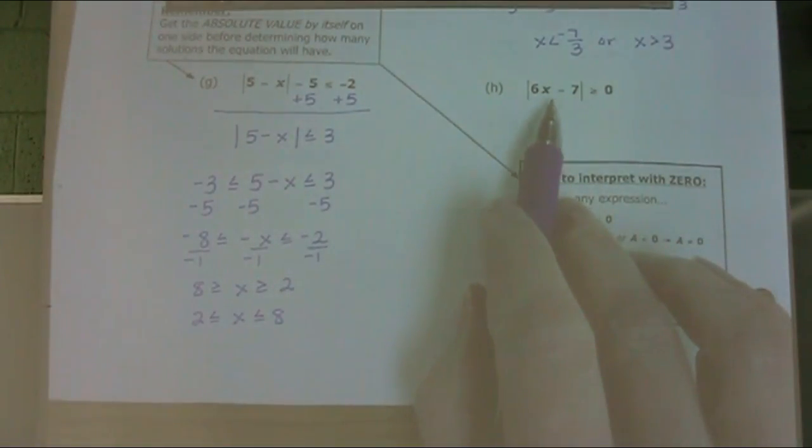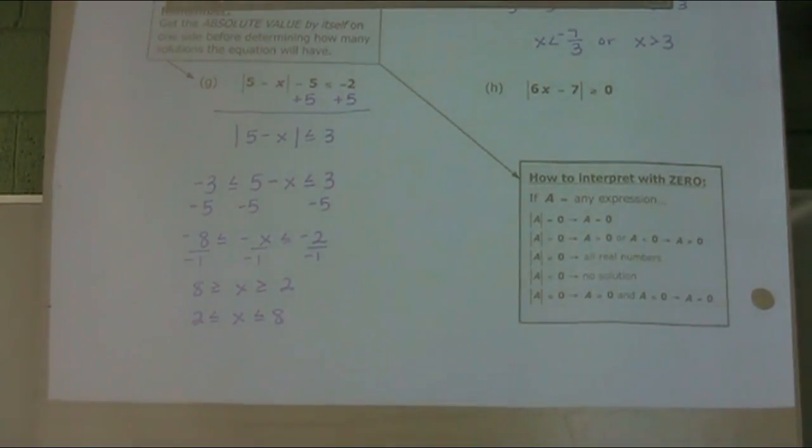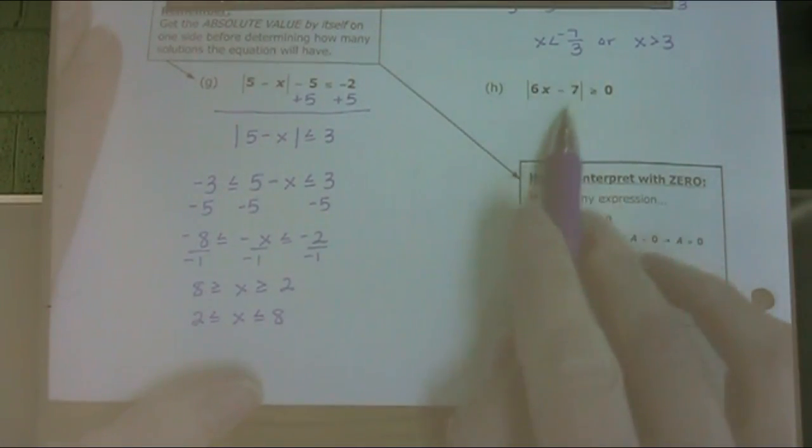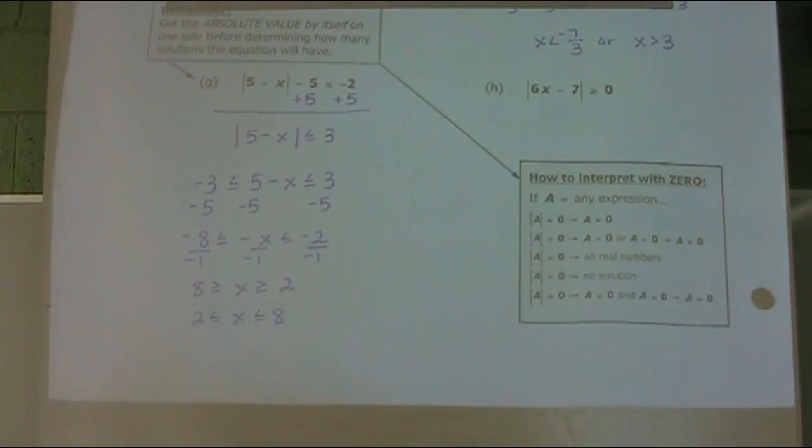So here's what I've got. Absolute value is greater than or equal to 0. And I have to consider the whole concept of greater than and the concept of equal to separately. Because it's going to be different than if it were just greater than. All right? So here's what I've got to do. When is absolute value greater than or equal to 0? This is actually going to be all real numbers. And here's why.